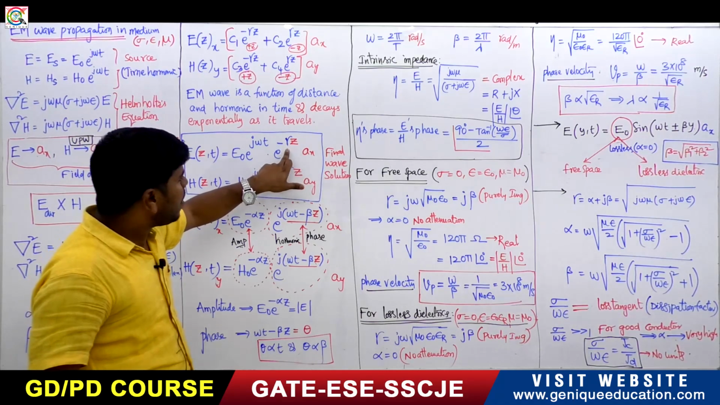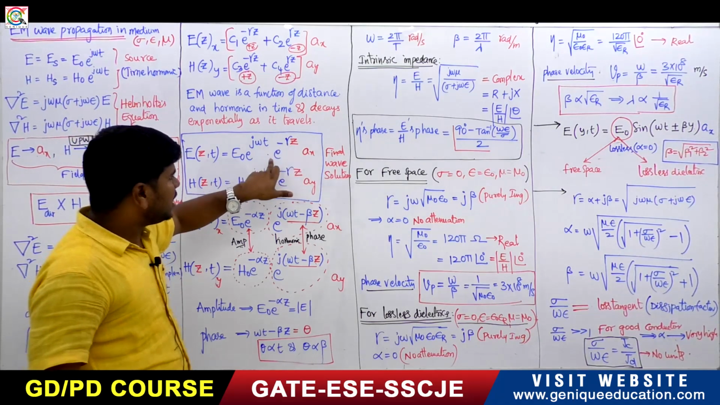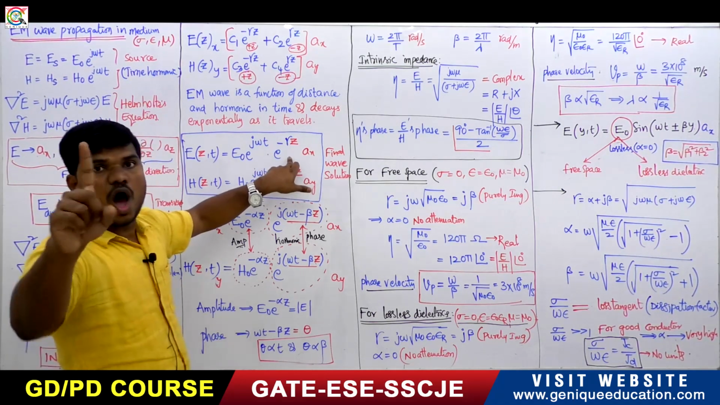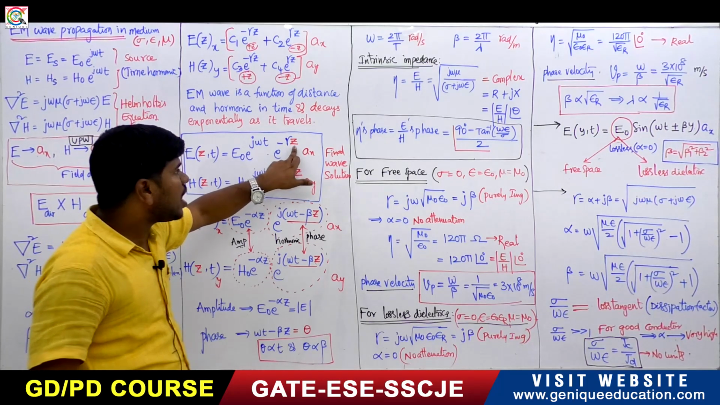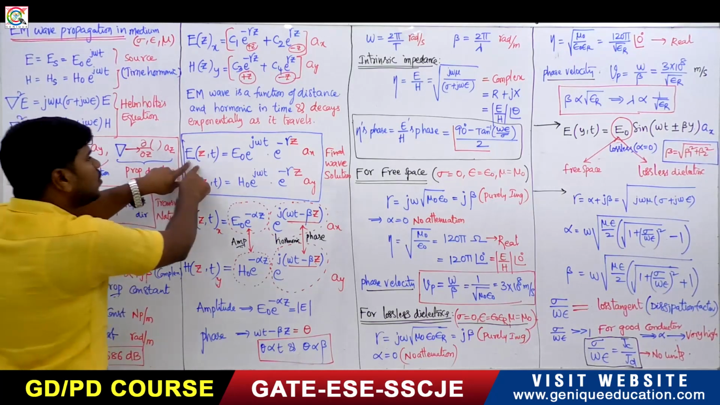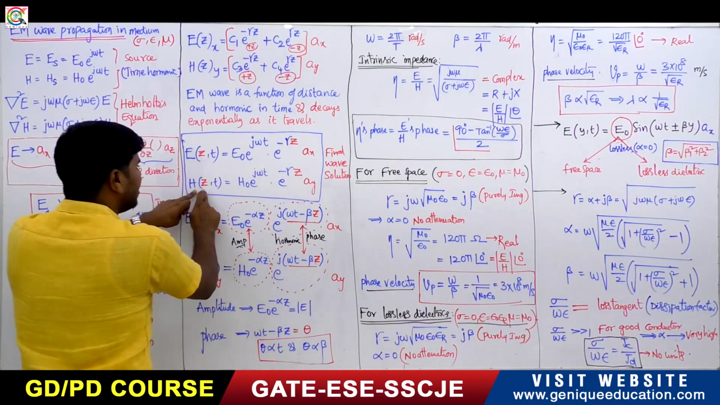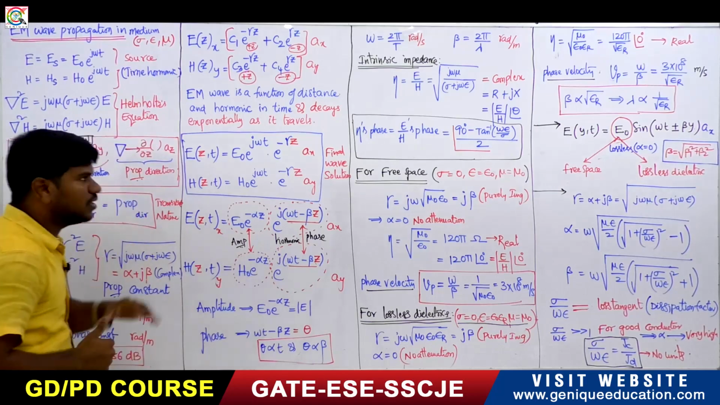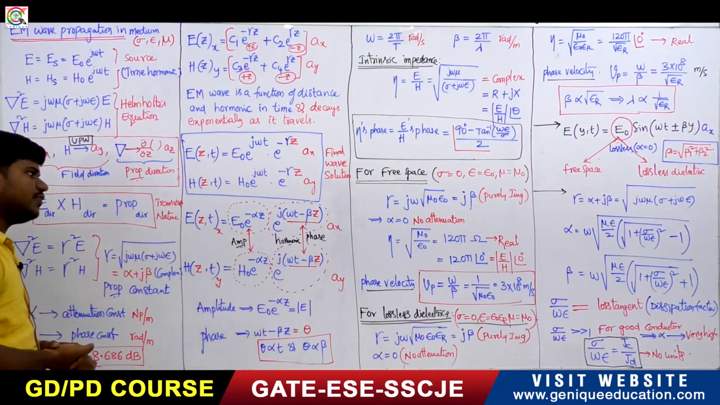Okay? Because it is a complex quantity, you can say this one, e power minus gamma z, is a harmonic. Harmonic in what? In z. Okay, harmonic in space. But how are they directed? The electric field is directed in the x direction, and the magnetic field is directed in the y direction. So this is called the final wave solution of the EM wave.